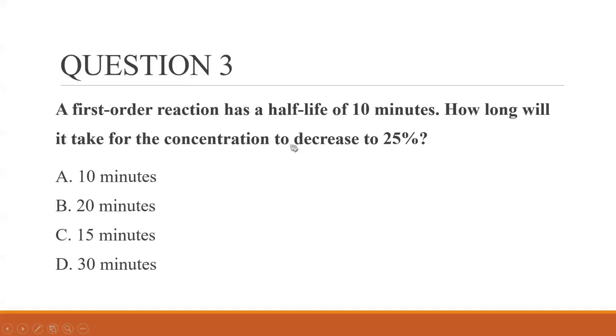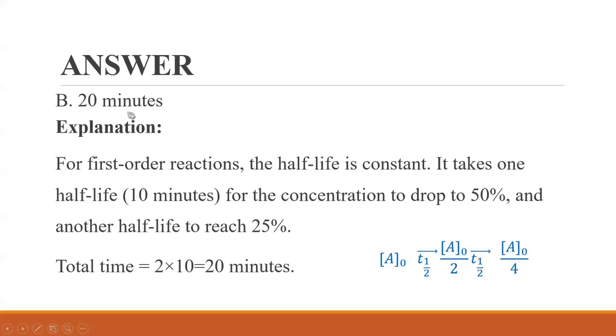Let's see. If we have the original amount decreasing to a half, then 10 minutes have elapsed. If the half now decreases to a quarter, then 10 more minutes have elapsed. So the total would be 20. That is for the case of a first order reaction. So the answer is B, 20 minutes.